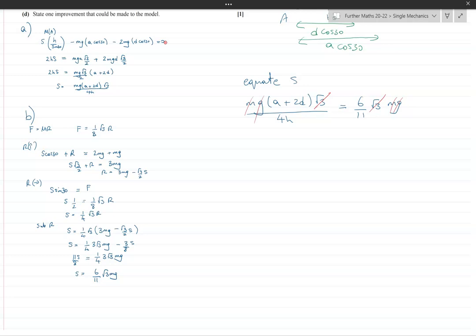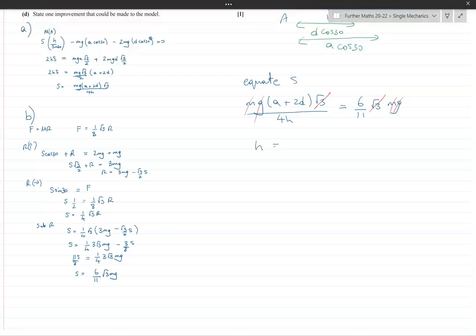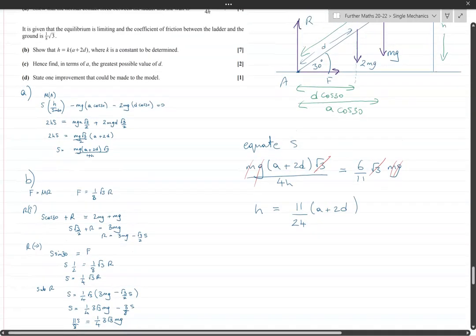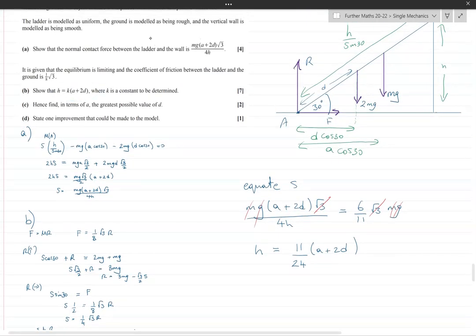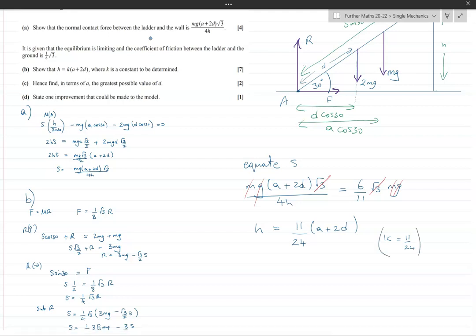So we want an expression for h here, which is on the bottom there. I can then pretty well get h, doing a bit of cross multiplication. The 11 comes to the top, the 6 comes to the bottom, so h is 11 over 24 A plus 2D, which is the form they wanted. They said it's in this form, so K equals 11 over 24. So that's part B done.